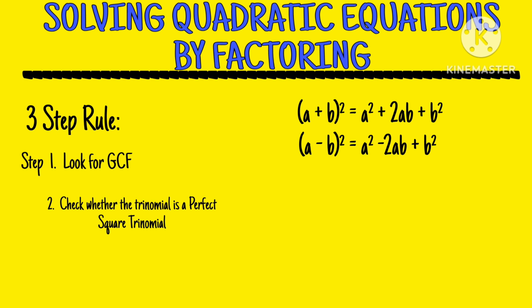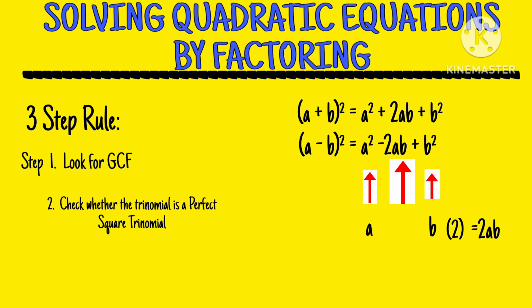Now, by observing the pattern, you will see that pag kinuha natin ang square root noong first and last term ng trinomial natin, square root of a squared is a and the square root of b squared is b, and we multiply it by 2, the resulting product is 2ab, which is the middle term. So kapag nangyari yon, then the trinomial is perfect.